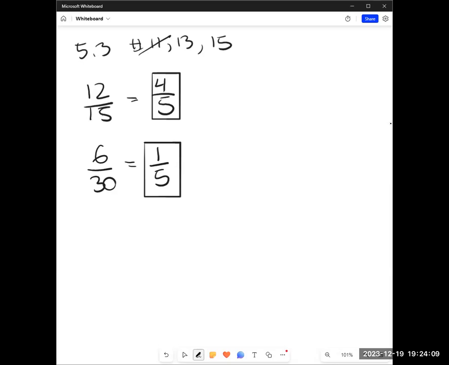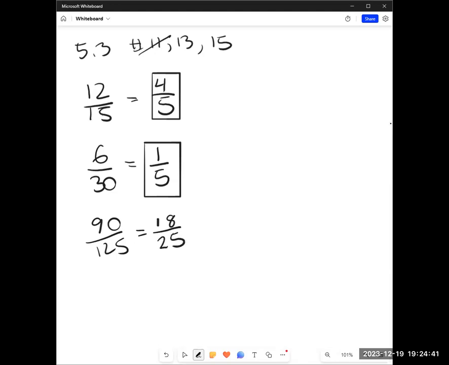Last but not least, we're going to have 90 over 125. This is probably not one that we're going to do in one step. So let's go ahead and try and take out the common factor of 5 first. Let's see, 5 goes into 90 18 times. 5 goes into 125 25 times.